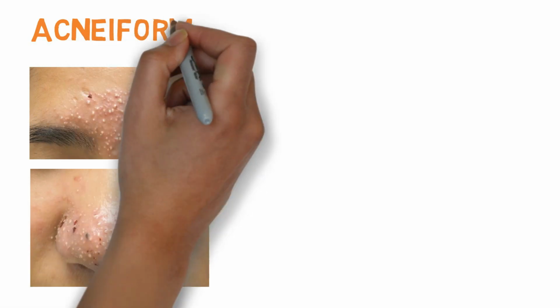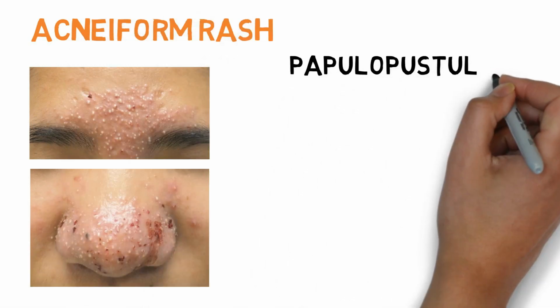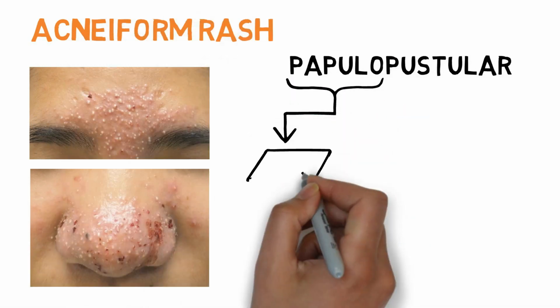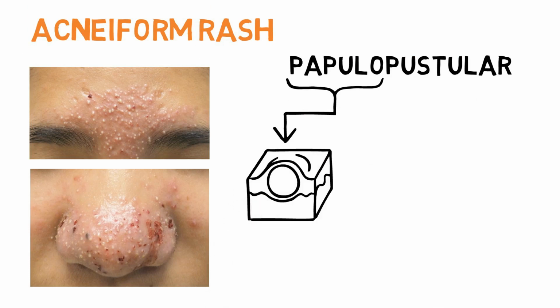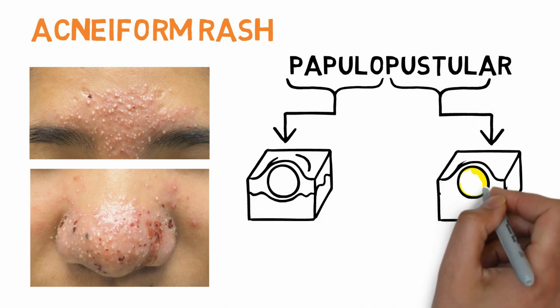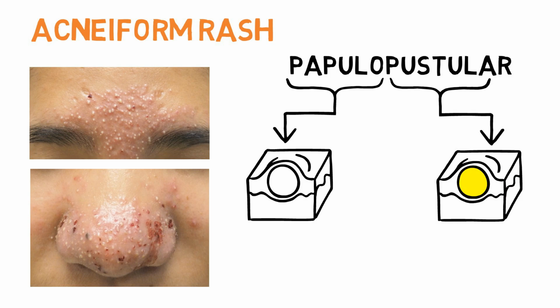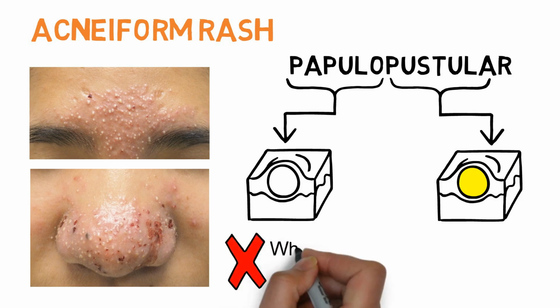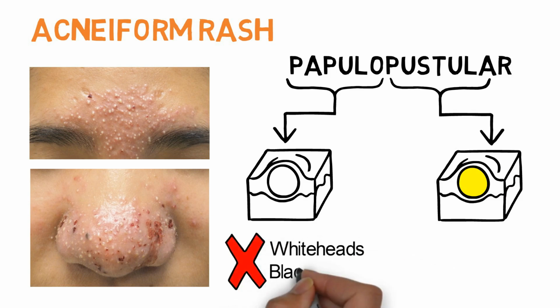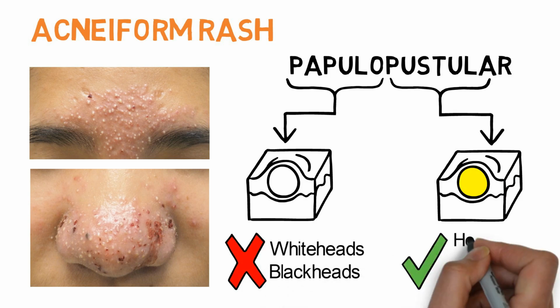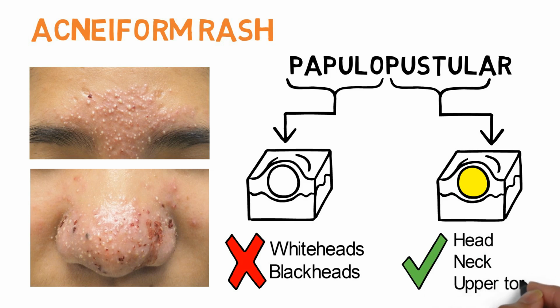An acneiform rash is papulopustular. This means that there are raised red bumps, called papules, as well as lesions containing white or yellow pus, called pustules. While the rash looks very similar to typical acne, there are no white heads or black heads, known as comedones. The head, neck, and upper torso are more commonly affected, usually in a symmetrical distribution.